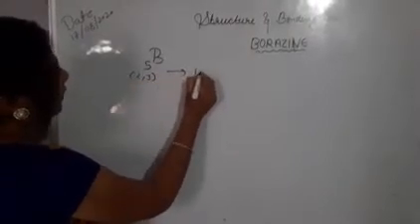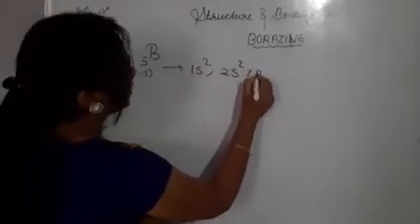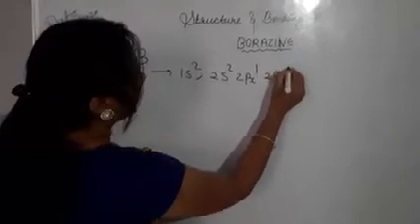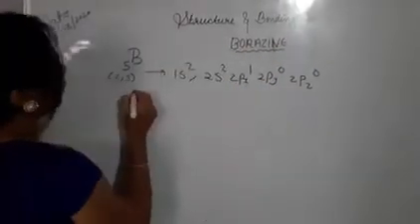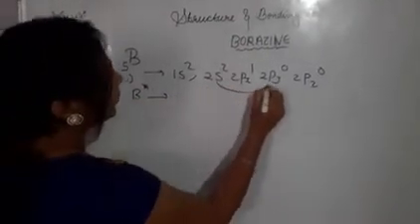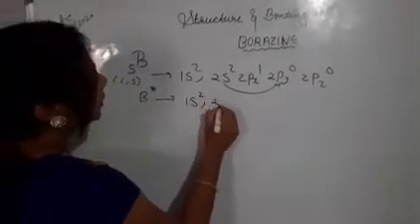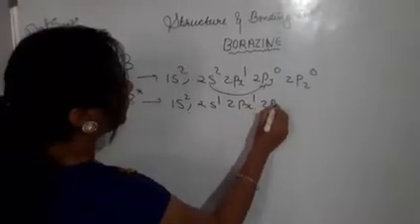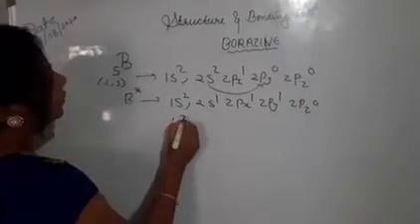So the electronic configuration is 1s2, 2s2, 2px1, 2py0 and 2pz0. Then boron will undergo the excited state. One of the electrons will be excited from 2s2 to a p orbital, and the excited state configuration is 1s2, 2s1, 2px1 and 2py1 and 2pz0. Now which hybridization does this boron undergo?